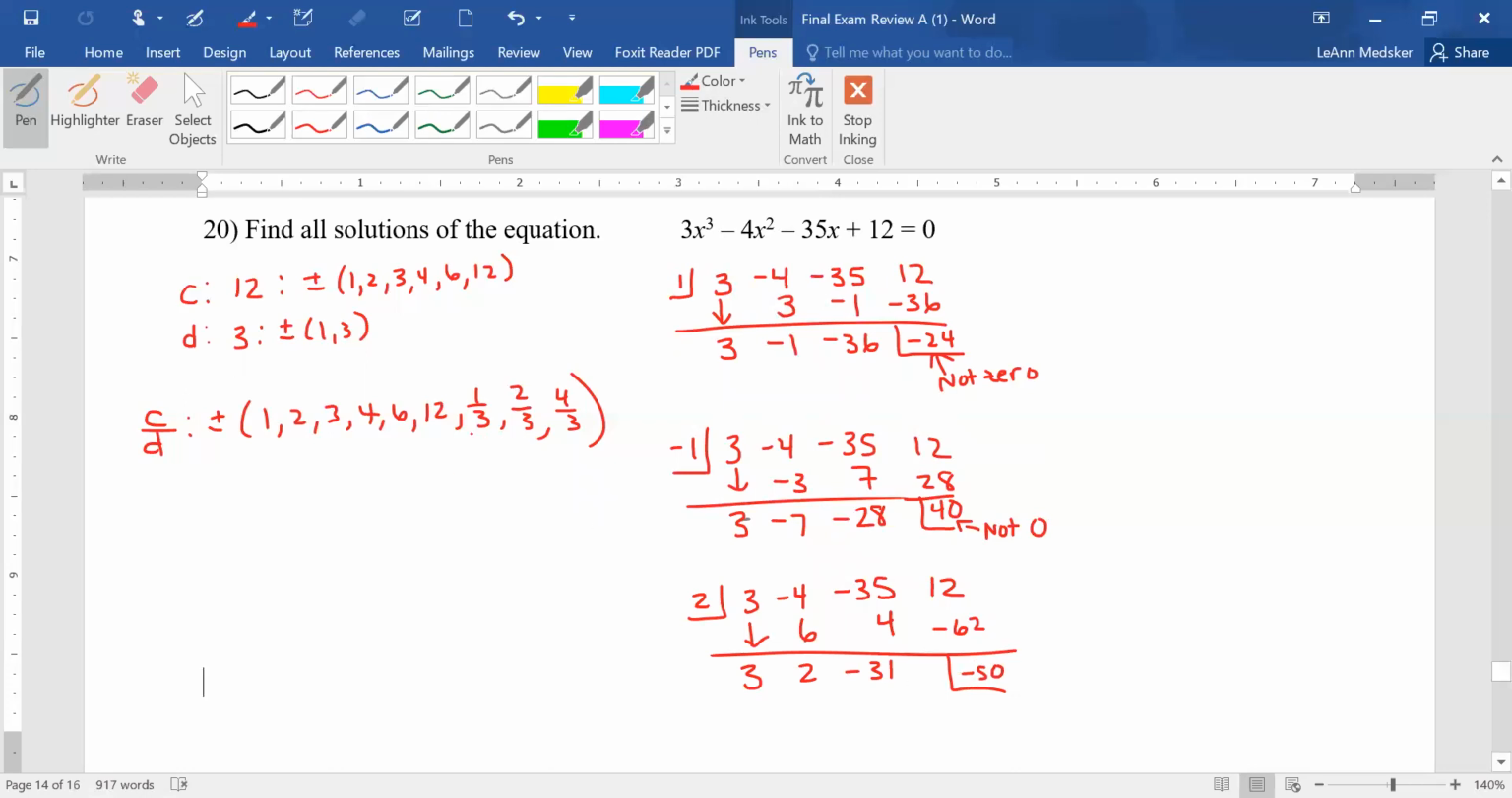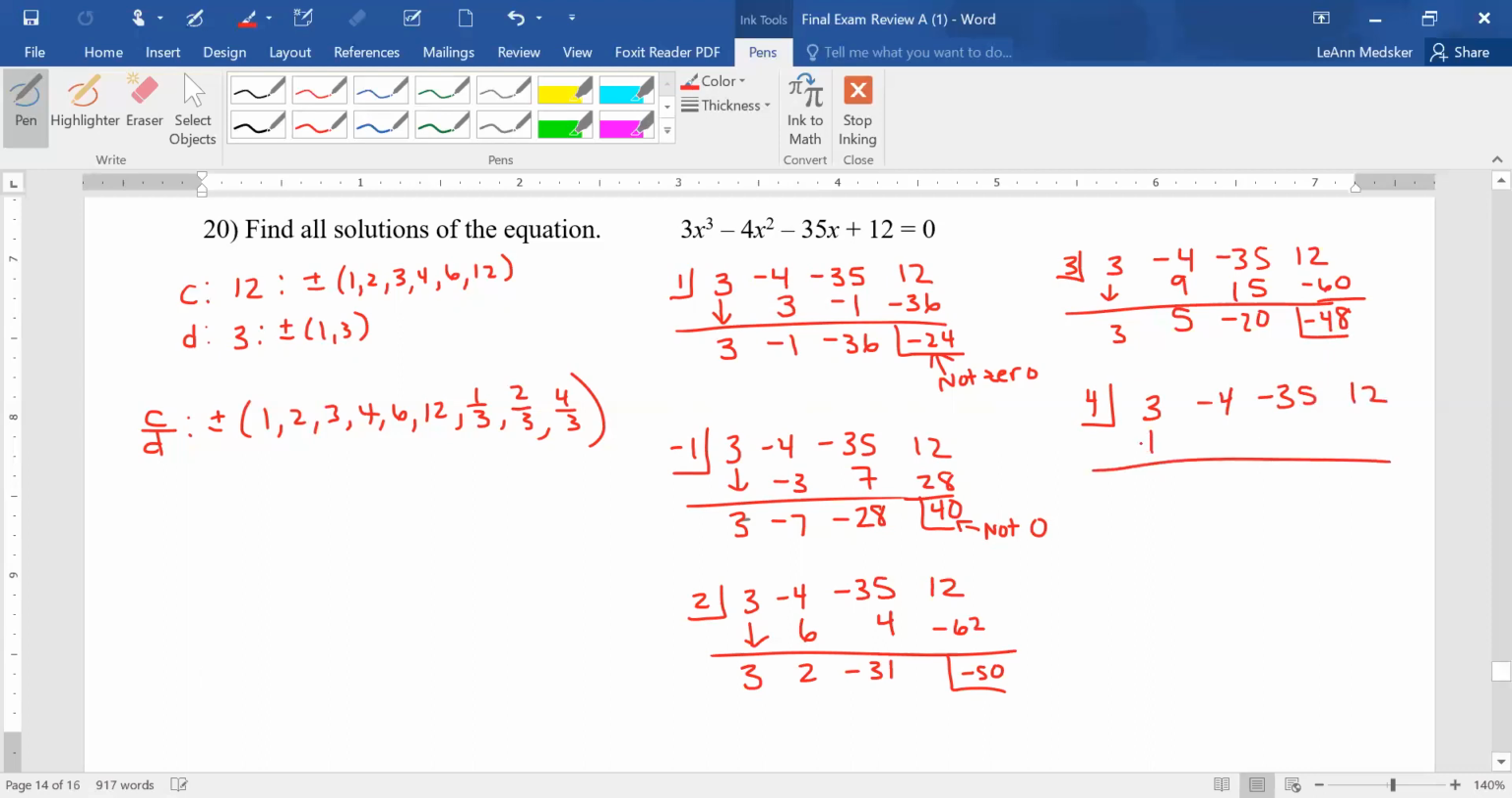Now, because we have a lot of integers, I might try one more, positive one, before jumping into the fractions, just to see if I'm still getting further and further away from 0. So this is still 3, -4, -35, and 12. So this pulls down. This is 9. That would be 5. This is 15. So that's -20, and that's -60, which means that is -48. So coming closer back, so we might try 4 before we throw in the towel on the integers and then try a fraction, because I'm looking for something that's going to get me a 0.